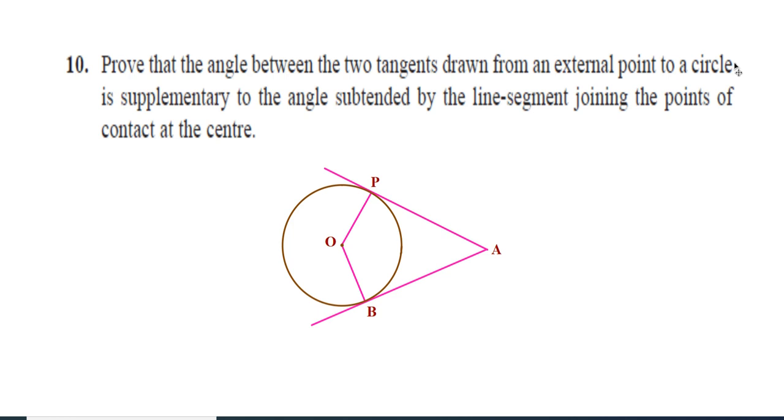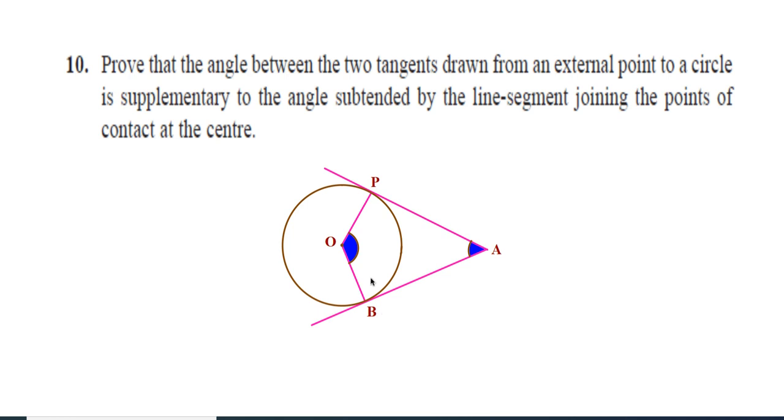What you have to prove? You have to prove the angle between two tangents and the angle subtended by the line segment joining the point of contact at the center, that is angle PAB and angle BOP, are supplementary. Supplementary means the sum of these two angles is equal to 180 degrees. That is, you have to prove angle PAB plus angle POB is equal to 180 degrees.